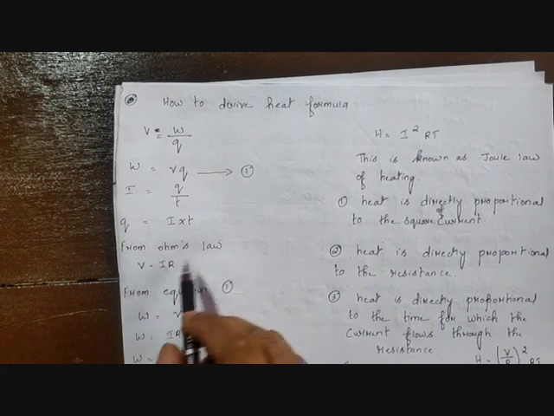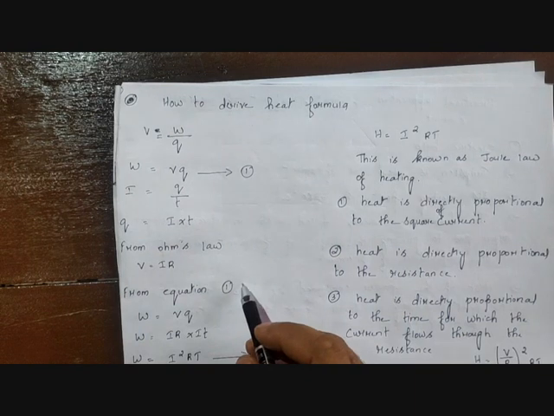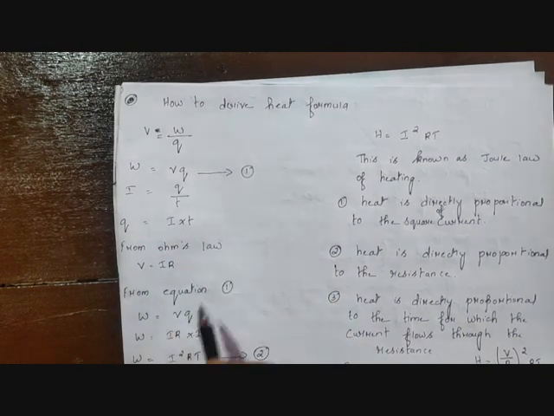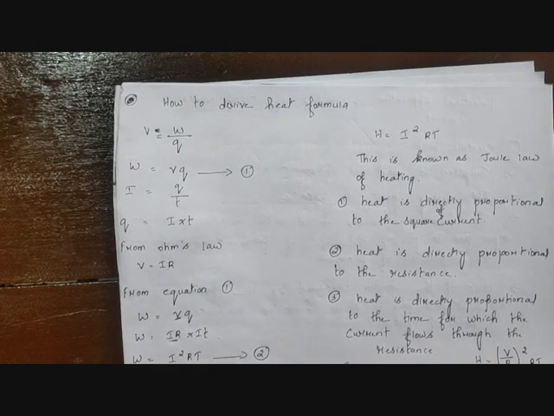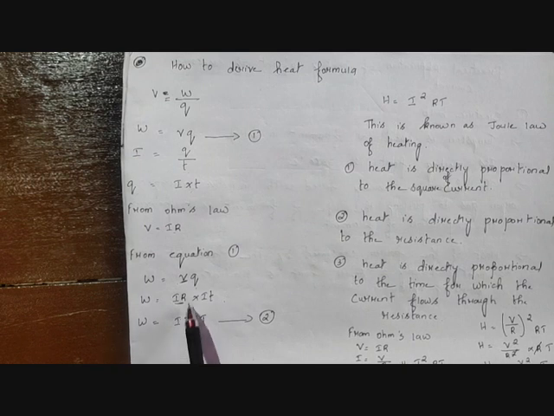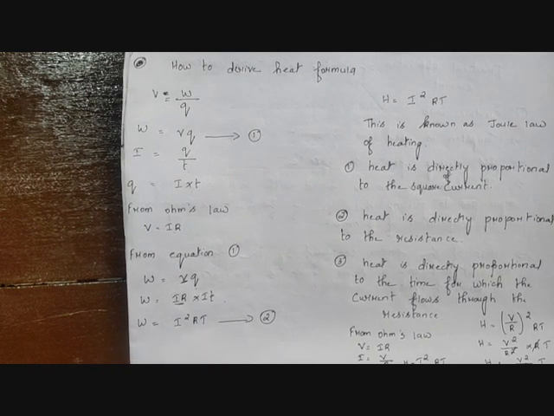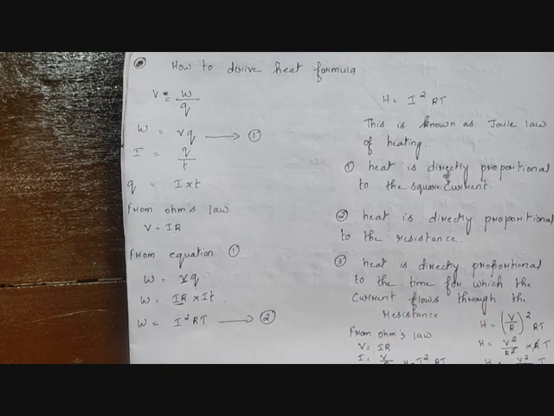Now from Ohm's law, you know the formula V equals IR. Now equation 1: the V value is IR, Q is IT, so W equals I square RT. So this is the equation. W is work. Remember one thing, work is equal to heat or energy.